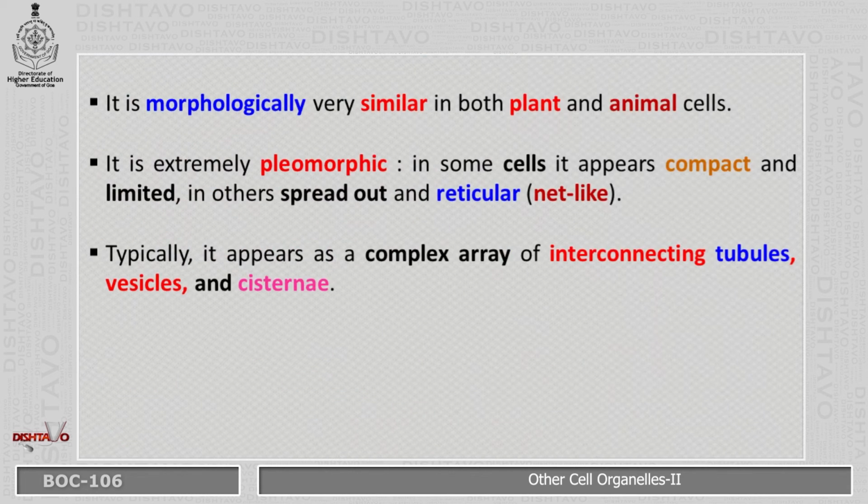It is morphologically very similar in both plant and animal cells. It is extremely pleomorphic. In some cells, it appears compact and limited. In others, it spreads out and is reticular, that is net-like. Typically, it appears as a complex array of interconnecting tubules, vesicles, and cisternae.